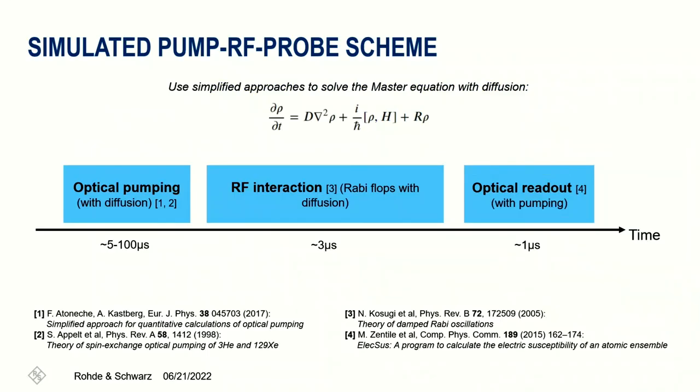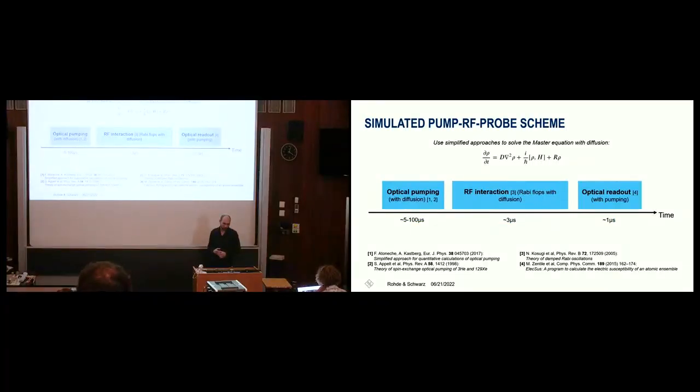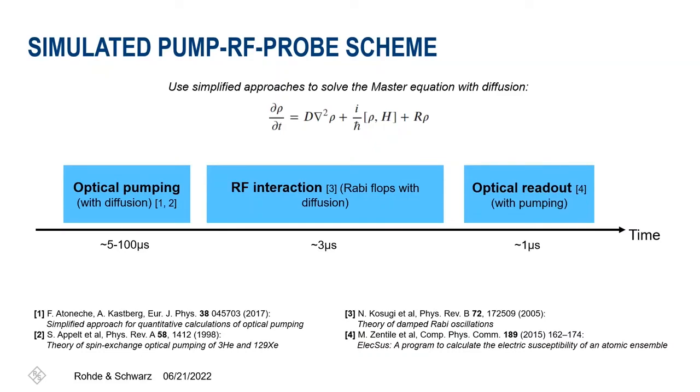Okay, going a bit more into detail. In principle, what I have to solve is a master equation for the rubidium atoms that includes an additional diffusion term which takes into account the movement of the atoms. Of course, this is a very complicated equation, but we can solve it in a simplified way, because we are doing a pump RF probe scheme in the experiment.